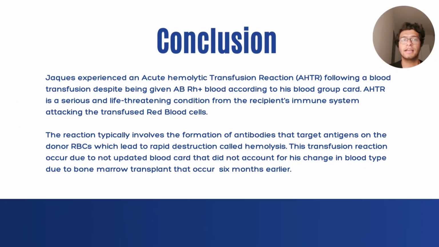And we can see that Jack experienced an acute hemolytic transfusion reaction following a blood transfusion despite being given AB Rh positive blood according to his blood group card. AHTR is a serious life-threatening condition from a recipient's immune system attacking the transfused red blood cells. The reaction typically involves the formation of antibodies that target antigens on the donor RBCs, which lead to rapid destruction known as hemolysis. This transfusion reaction occurred due to an outdated blood card that did not account for his change in blood type due to the bone marrow transplant that occurred 6 months earlier.